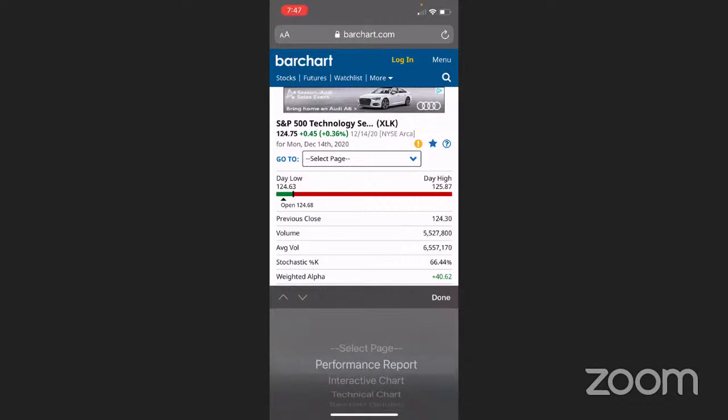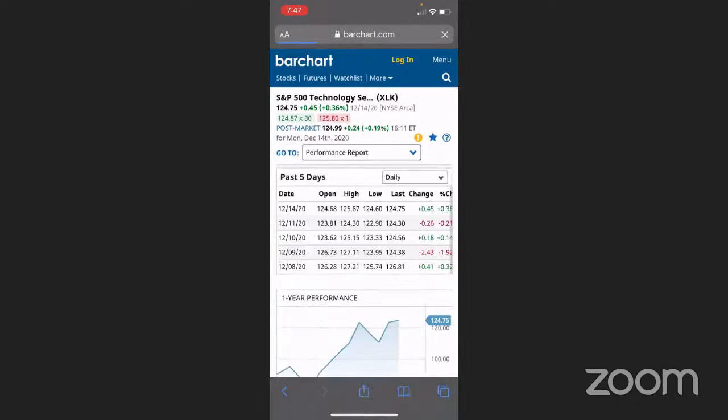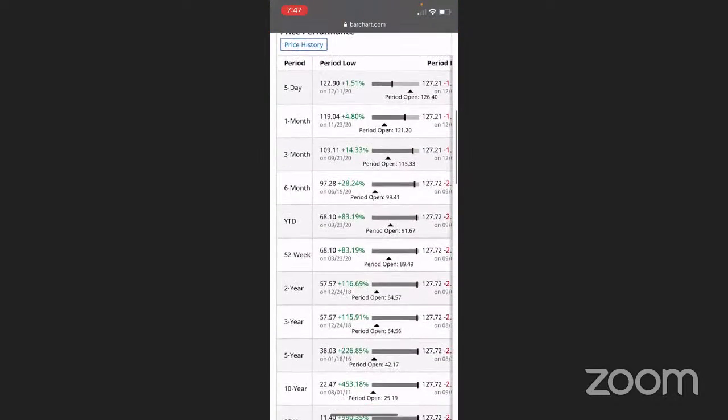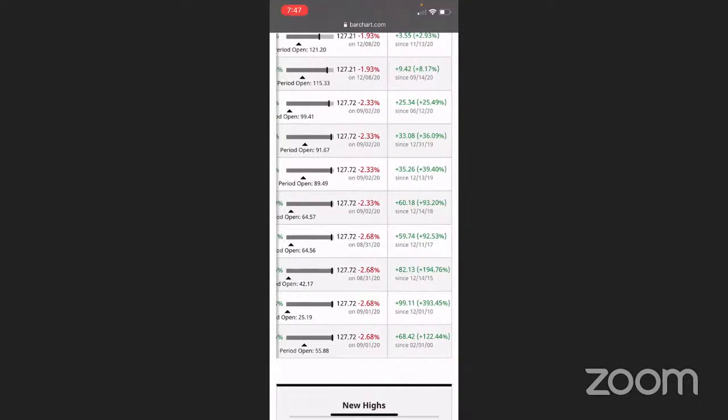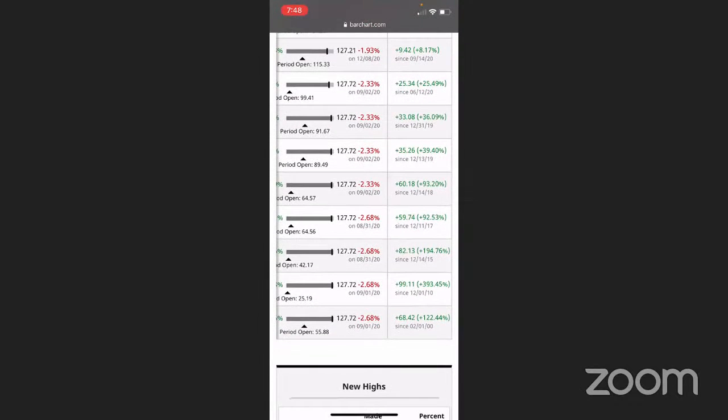So we're going to go to the performance report, and we're going to look at the performance history. Over the last 2 years, XLK has done 93.2% or 60.18%. And we're looking at the 2-year performance because that's how long our position is. The January 2023 strikes are 2 years out. If our option was 2.5 years, we would look at the 3-year performance because we round up. If it's 5 or more, up the score. 4 or less, let it rest.